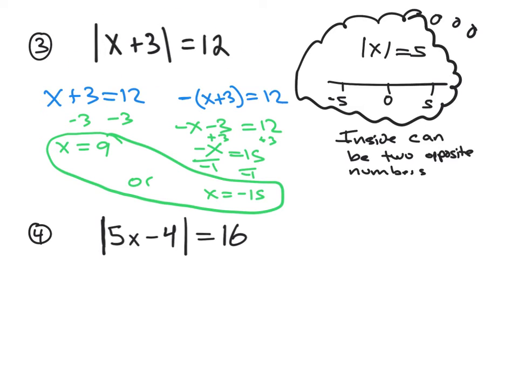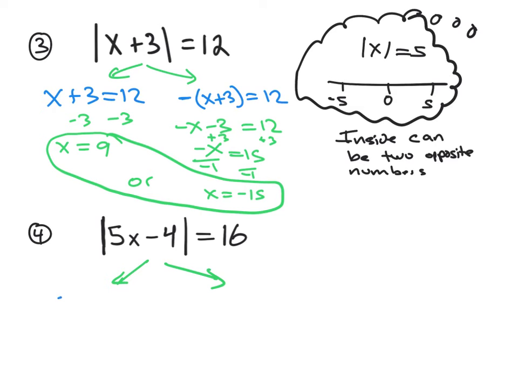So let's try this again on number 4. I'm going to do two equations, once with the positive version of the inside, once with the negative. Sometimes I like to draw little arrows representing splitting it into two equations. Any absolute value problem, you have to do this. You have to split it into two equations.